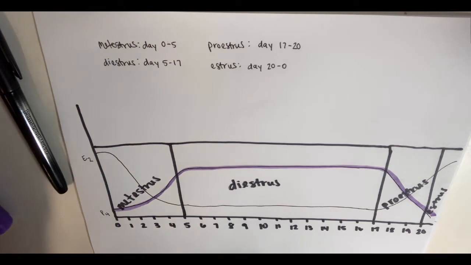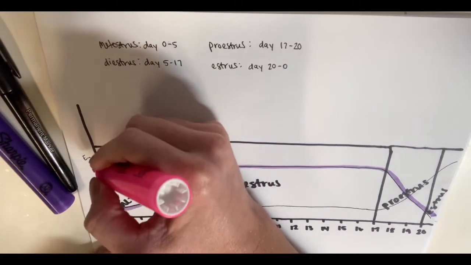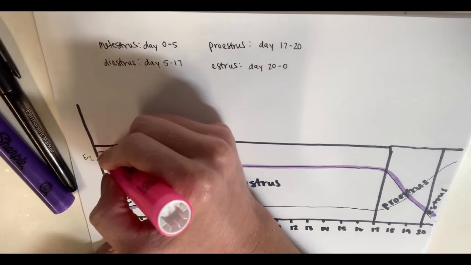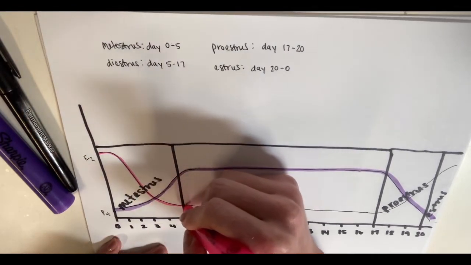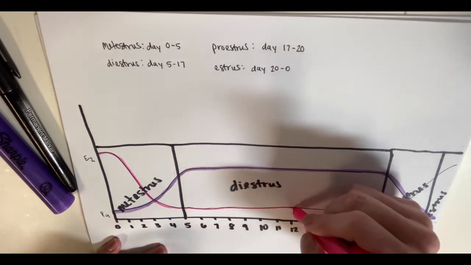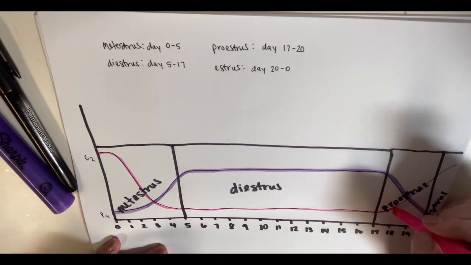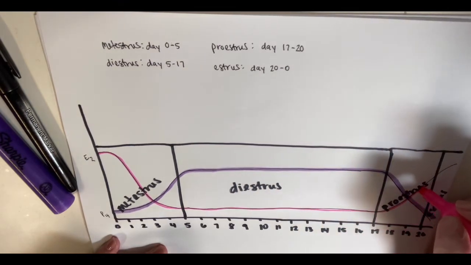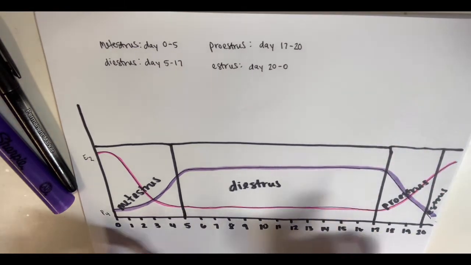Now our pink is going to be our estrogen. So we said our estrogen is going to descend during met-estrous. The level is going to maintain during di-estrous at a low level. Then we're going to begin to see estrogen start peaking during pro-estrous and meet its peak in estrous.